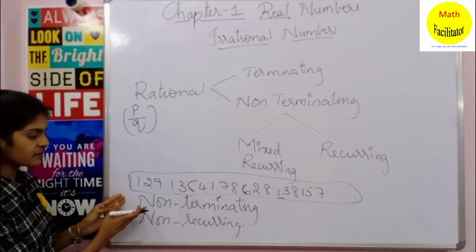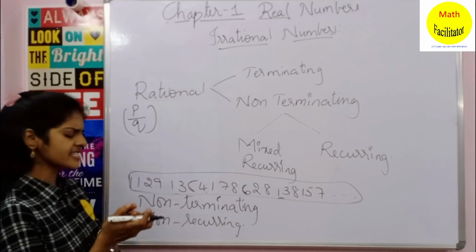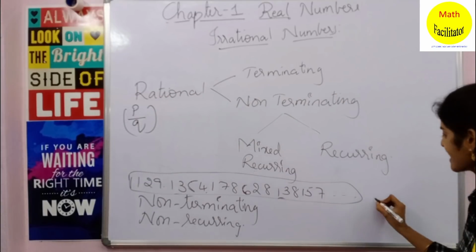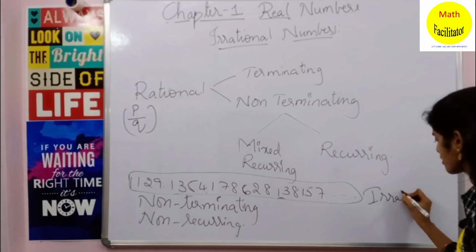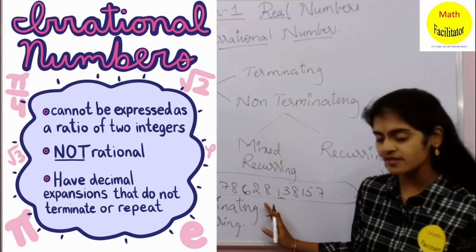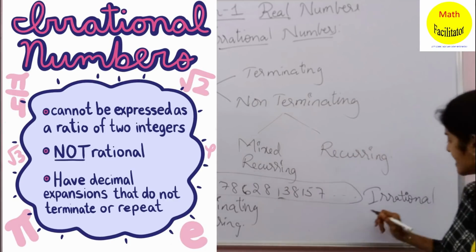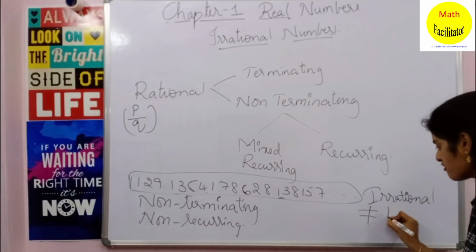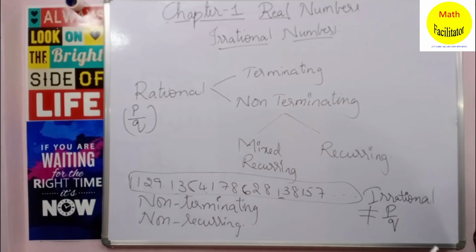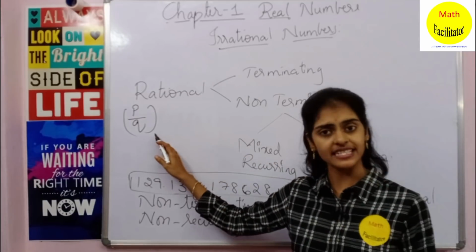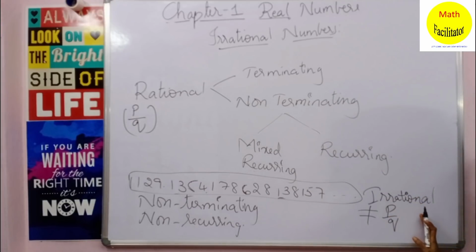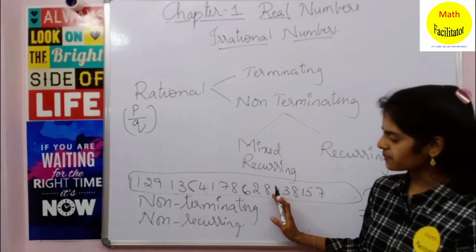It is non-terminating, non-recurring. So these types of numbers which are non-terminating and non-recurring are called irrational numbers, and they cannot be represented in the form of P by Q. We have seen that rational numbers can be represented in the form of P by Q, but irrational numbers cannot be represented in the form of P by Q, and they are non-terminating and non-recurring.